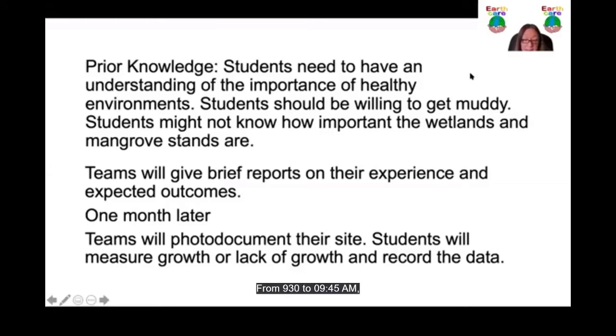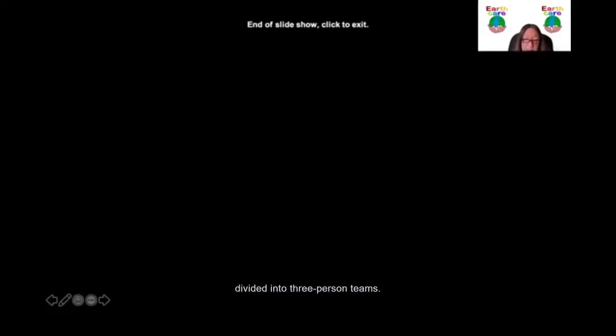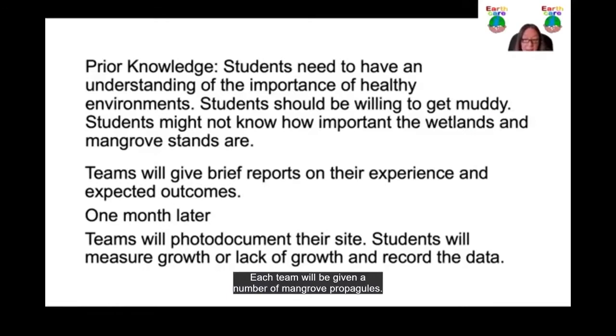From 9:30 to 9:45 a.m., students will be divided into three-person teams. Each team will be given a number of mangrove propagules. The propagules will be measured. One team member will be designated the recorder of data.